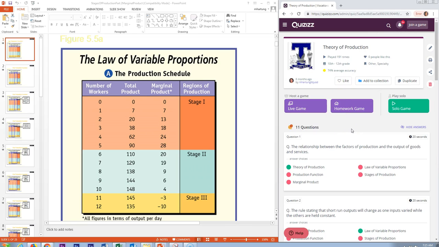So that's a quick review of the theory of production for Unit 3-2.